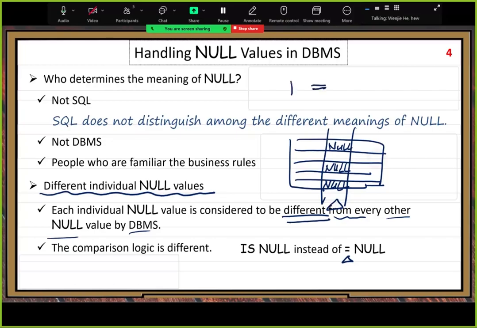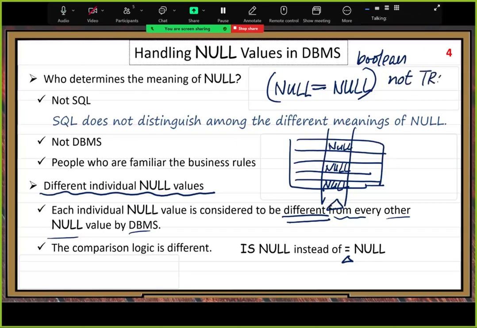Suppose you use null equal null. This is a Boolean expression, and this expression takes a Boolean value. But this Boolean value is not true. You won't get a true value, because they are not treated as the same value. So you won't get a true Boolean value.